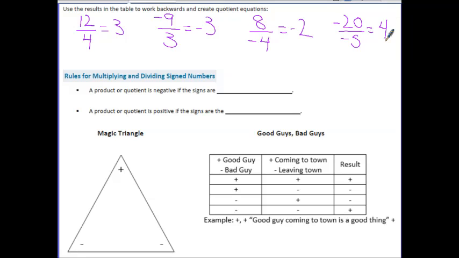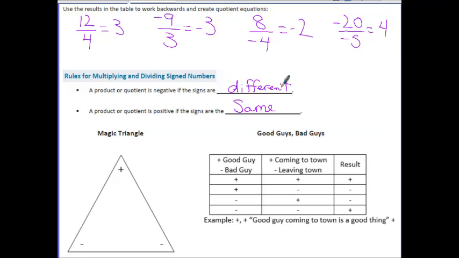So notice we're seeing the same kind of patterns that we did with multiplication. In this case and this case, our signs were the same. So here they were both positive, here they were both negative, but in both cases, the result was positive. So a product or quotient is positive if the signs are the same. In this case, the signs are different. Here I have a negative divided by a positive, here I have a positive divided by a negative, and in both cases, the result was negative. So a product or quotient is negative if the signs are different.